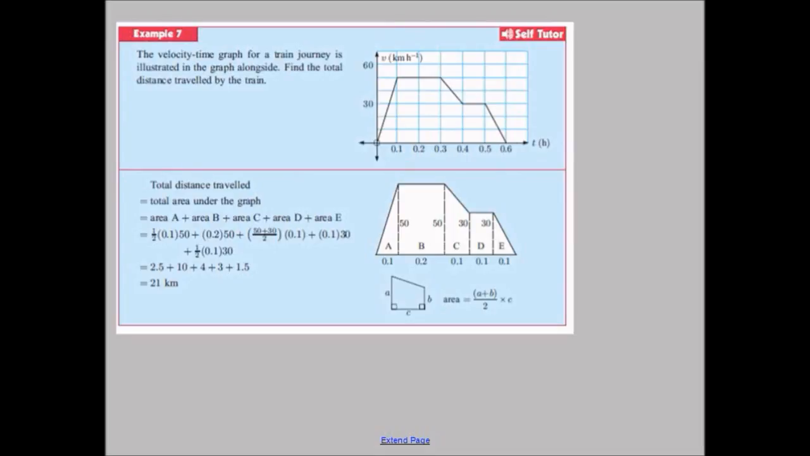Example 7: the velocity time graph for a train journey is illustrated in the graph alongside. Find the total distance traveled by the train. Okay, so in this case, we do not know the function, so we actually do need to calculate the area under this function, and we can do that geometrically. They've just broken this up into 5 sections and used geometry to calculate those areas and added them all up. I won't go through that entire thing. Pretty straightforward.